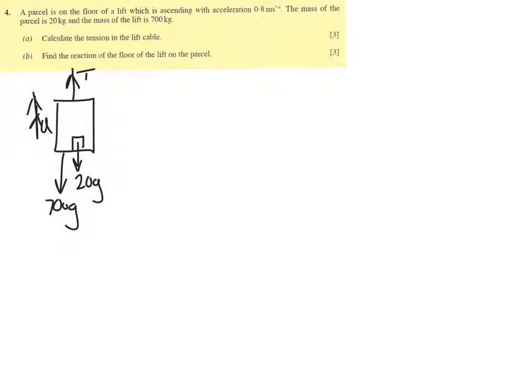Everything's on there. Okay. So my initial thoughts: tension is in the same direction as acceleration, so that's going to be my positive. Right, let's do part A. F equals ma. We need to find the tension in the cable and the lift. So I'm looking at the lift and whatever's in it. Tension's acting up, so tension is going to be positive because it's the same direction as acceleration, which means the 700 g and the 20 g are both going to be negative. So I need to take those away.